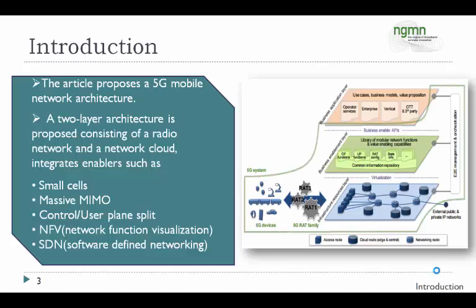On an abstract level, 5G will be a two-layer network architecture consisting of radio network and a network cloud, which will be integrating enablers such as small cells like picocells and femtocells, massive MIMO, control and user plane split. We will also discuss network function virtualization and software-defined networking in detail.